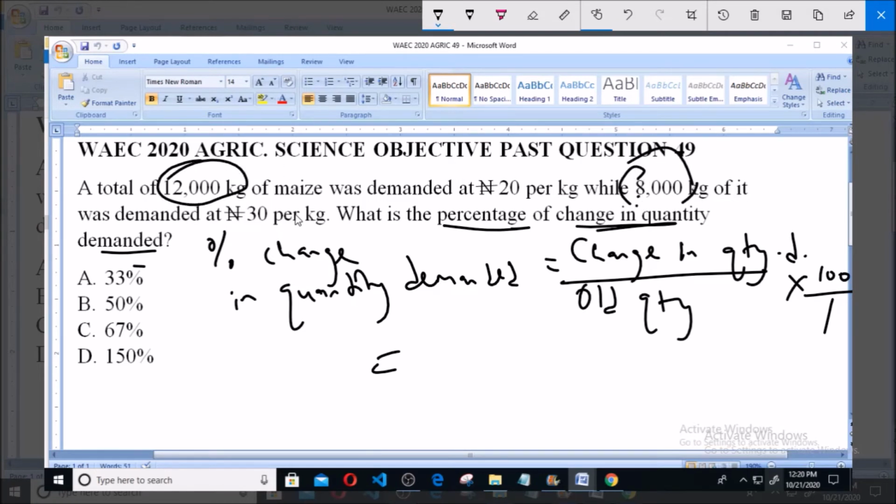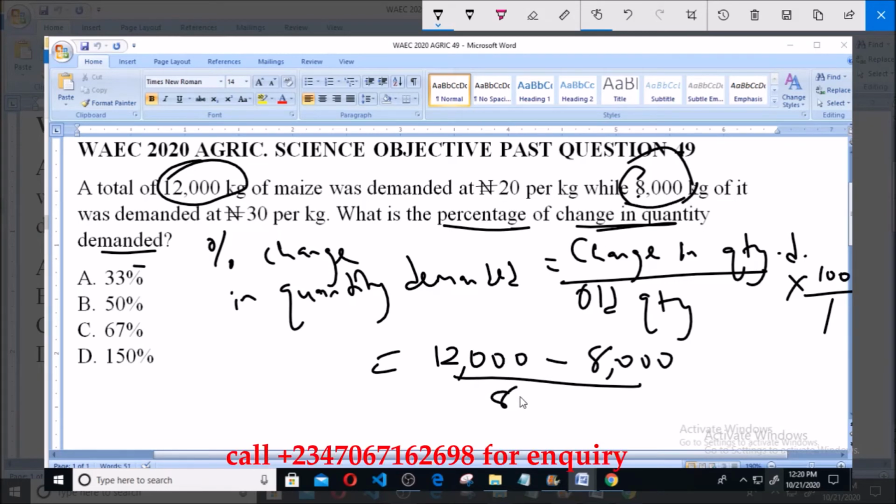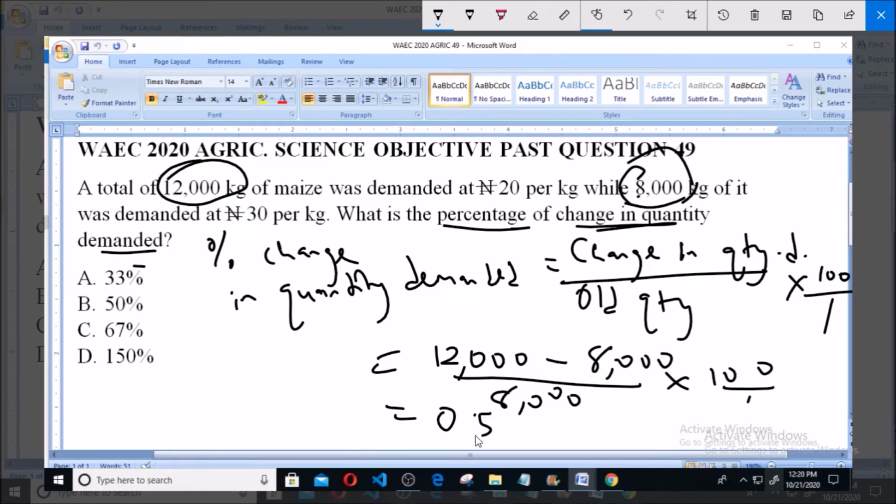So in this case, that is 12,000 minus 8,000 divided by the old quantity, which is 8,000, times 100 over 1. So completing this will give you 0.5 times 100. 0.5 times 100 is 50, so that is 50%. 50% is option B. So option B is the correct answer to this question.